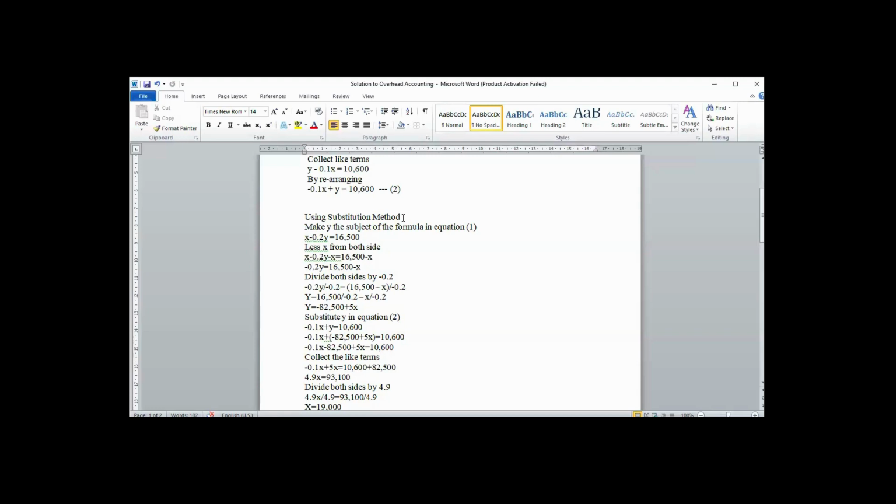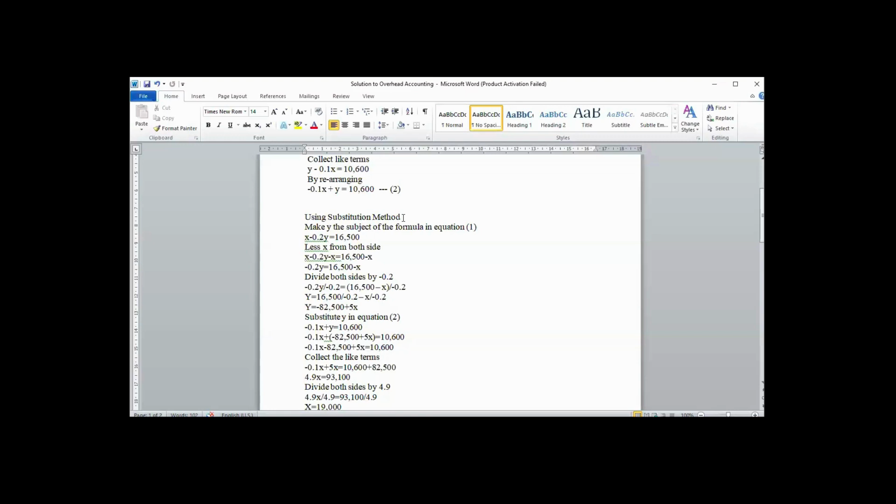We now say substitute y in equation 2. You can't use equation 1 again because you've used it already. The result you have gotten in equation 1 will be substituted in equation 2. When we now substitute the value of y in equation 2, what's our equation 2? Minus 0.1x plus y equals 10,600.